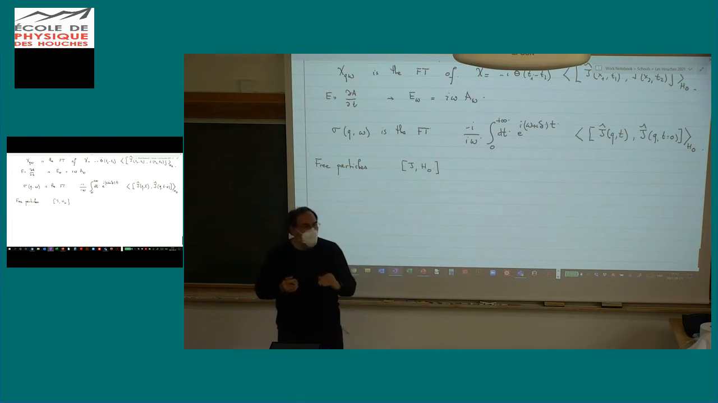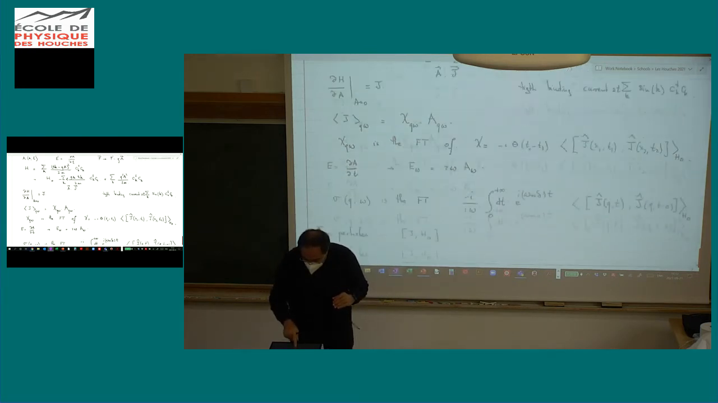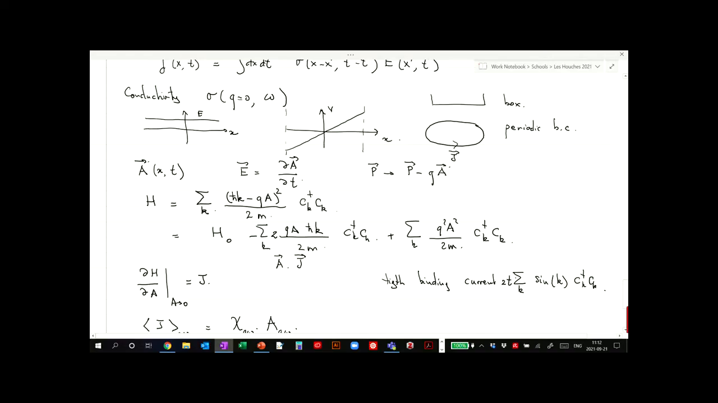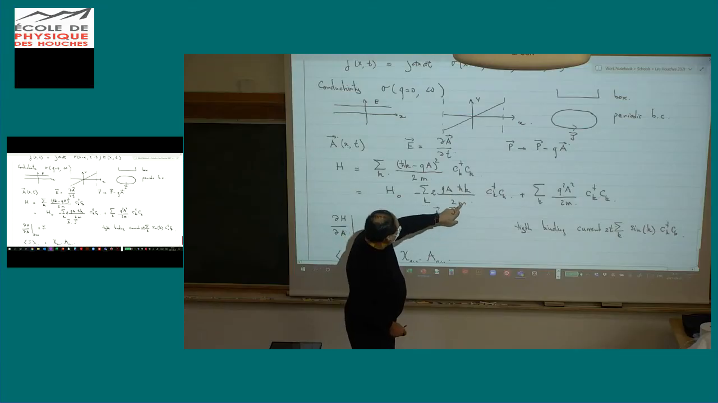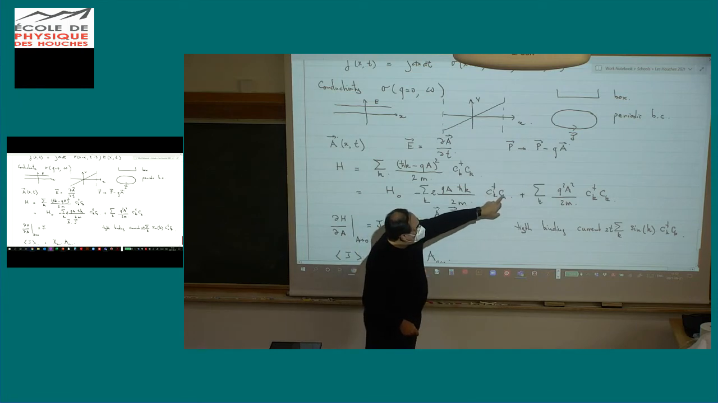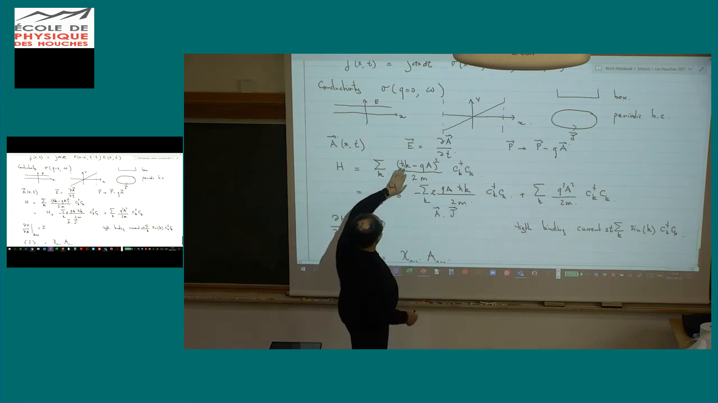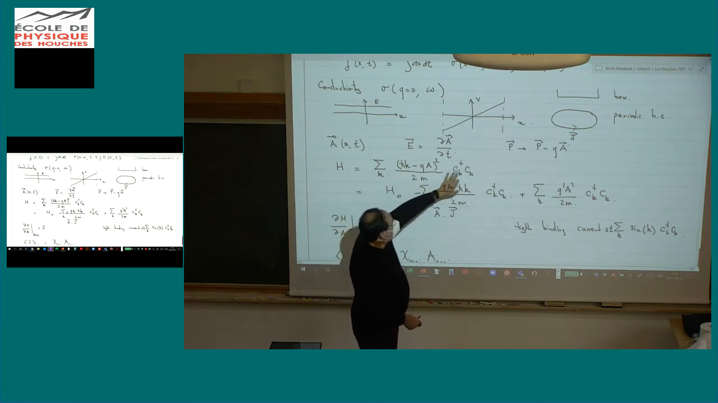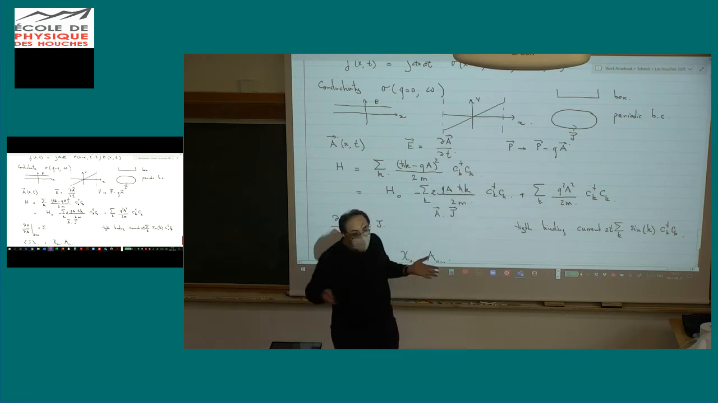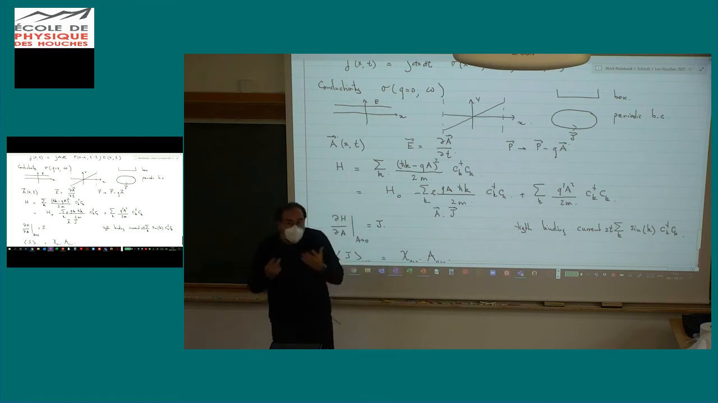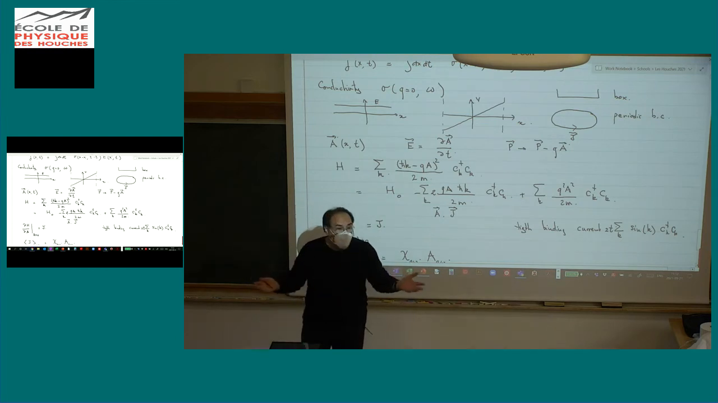If you don't believe me, take the expression of the current, which we wrote, which is this one: ħk over m, c dagger k c k. The Hamiltonian is just ħk squared over 2m c dagger k c k, and work out the commutator, and you will find it zero. So, but physically it's reasonable. I have free particles, the current is an invariant of the system.